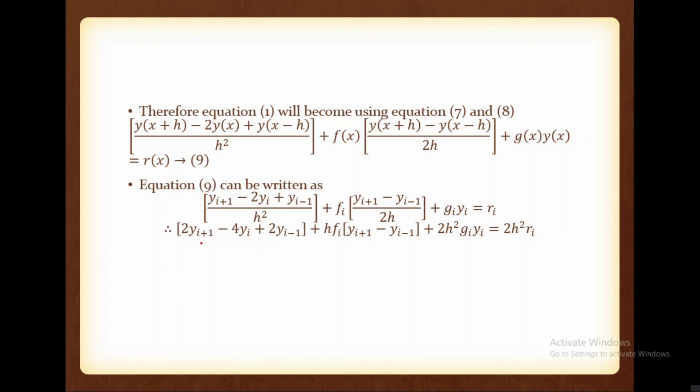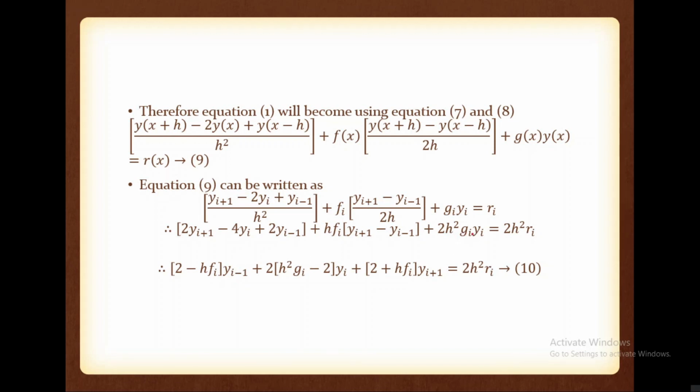So here group yi+1 terms, group yi terms, group yi-1 terms. After grouping each y term, if you are taking yi-1, you can see that here the coefficient is 2, and here the coefficient is minus h into fi. So if you are taking yi-1, 2 minus h into fi is the coefficient of yi-1. Plus, if you are taking yi, here we have minus 4, right? There is no yi here. Here we have 2h² gi.